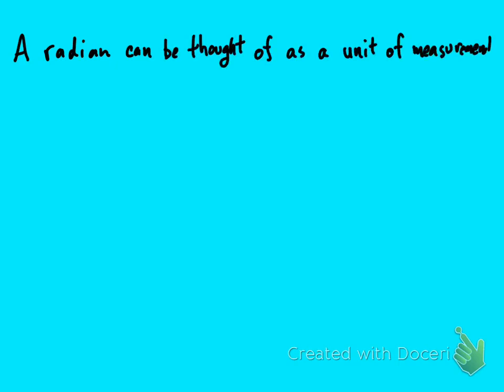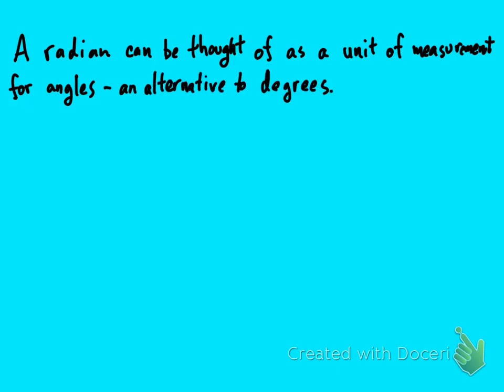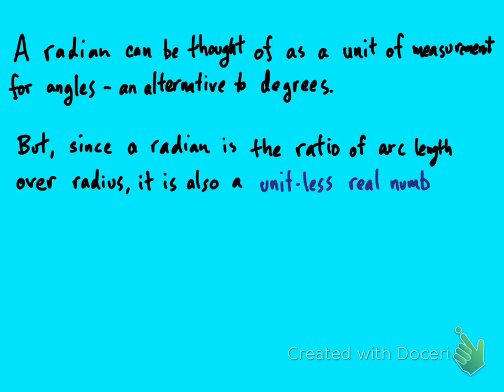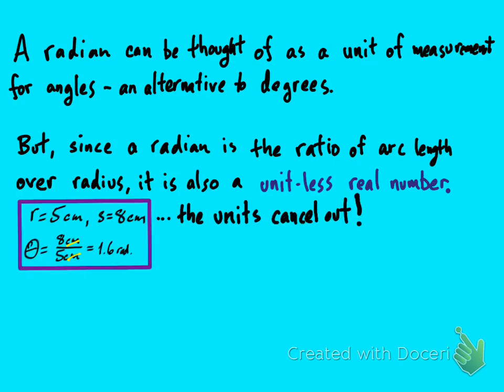All right, so to summarize here, what is a radian? Well, a radian can be thought of as a unit of measurement for angles, an alternative unit to degrees. But it's more than that, all right? A radian is actually defined as the ratio of arc length divided by radius. It is also a unitless real number. That's kind of the essence of what radians really are, right? There was this example that we did earlier in this video, 8 over 5, and the units canceled out, right? It's a unitless real number.